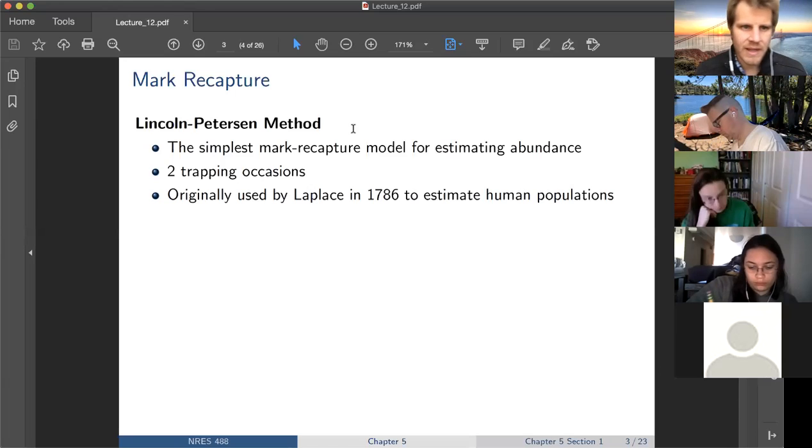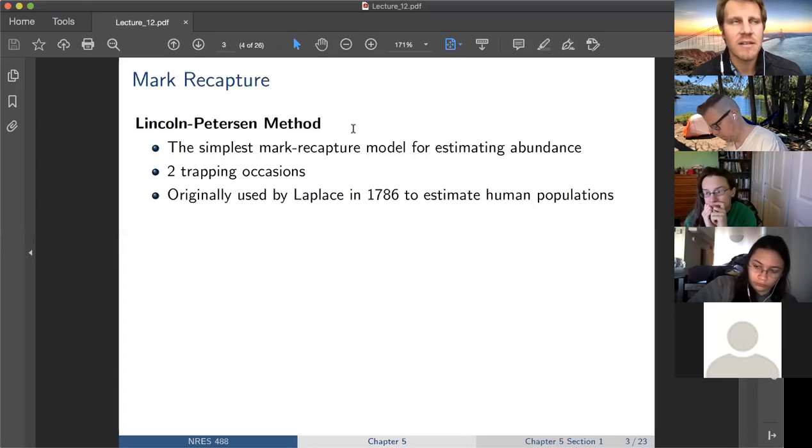Okay, so like I said, the Lincoln-Peterson method is the simplest mark-recapture model for estimating abundance. There are 2 trapping occasions. You trap some animals, you mark them, you let them go, and you trap some more animals, and you see how many of the second batch of trapped animals have been marked. These methods and concepts have been around for a long time. Like many of the methods in statistics, Laplace developed methods related to Lincoln-Peterson estimators in 1786, and he used these methods for human populations.